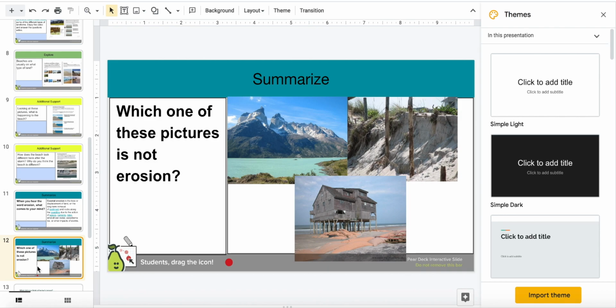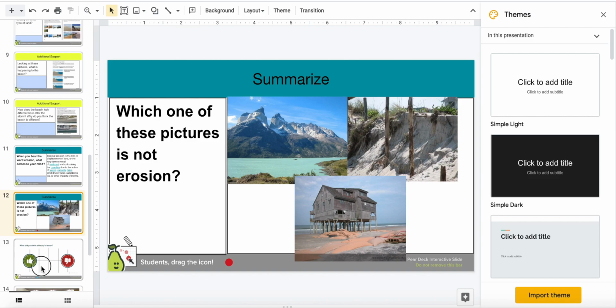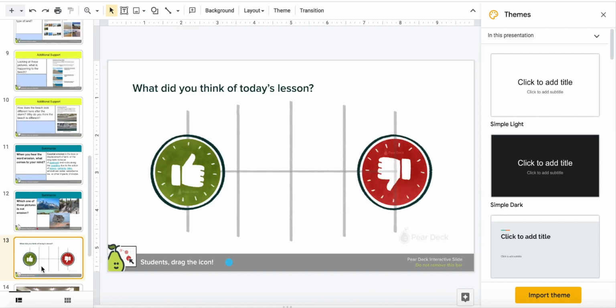And finally, to summarize, which of these pictures is not erosion? Think, think, think, science explorers. Write your response. And what did you think of today's lesson, finally? Think, think, think, science explorers. Tell us what you think.